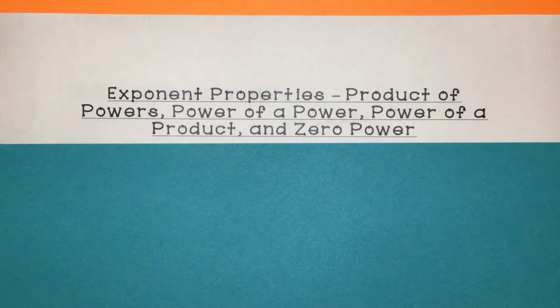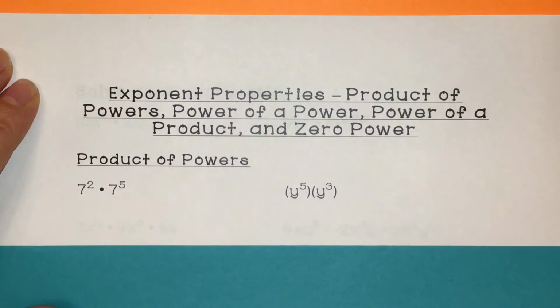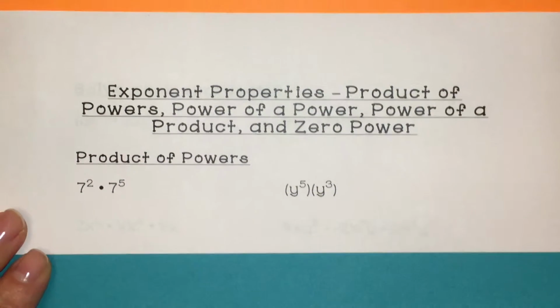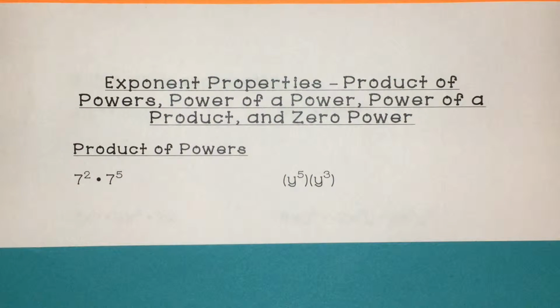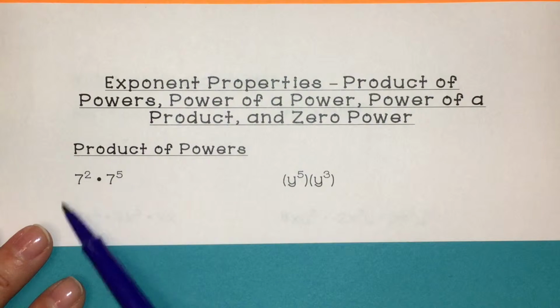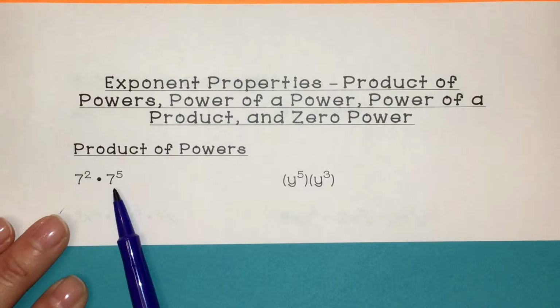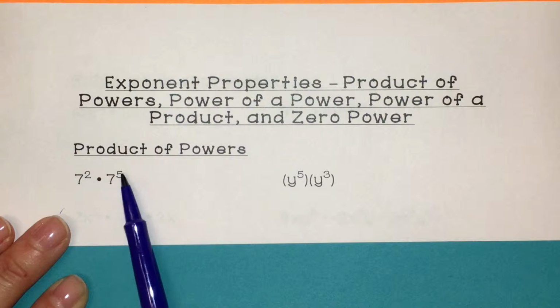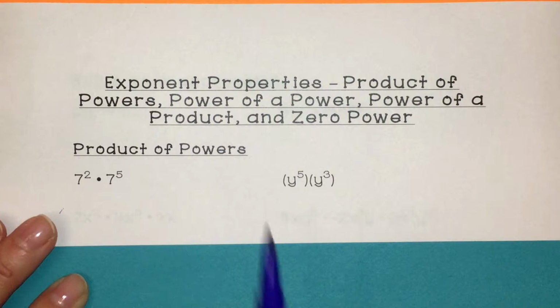This video is on exponent properties. We're going to focus on product of powers, power of a product, and zero power. So, product of powers. This is just when you're multiplying bases together. So remember, the base is the number at the bottom. And we're going to figure out what to do with the exponent, the little number at the top.